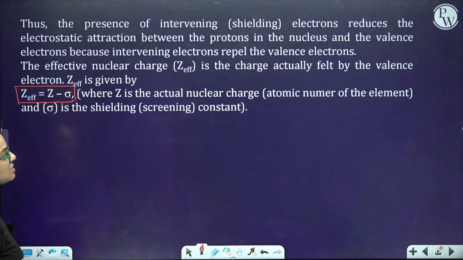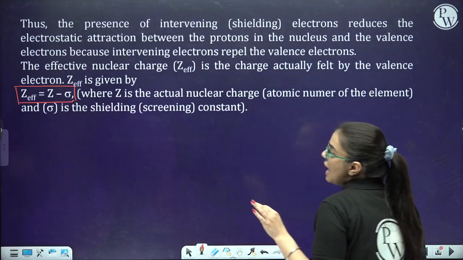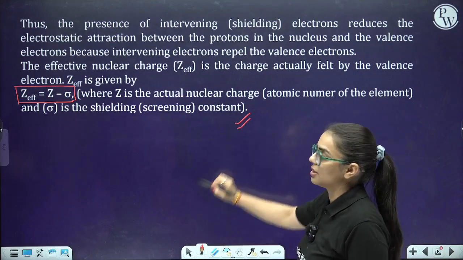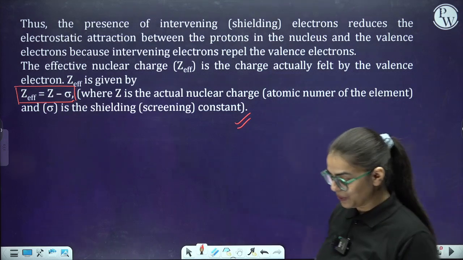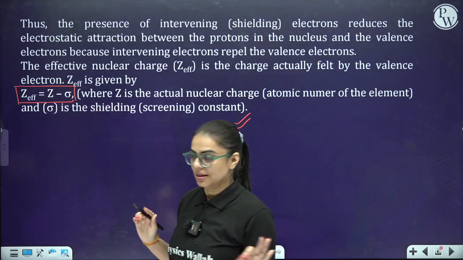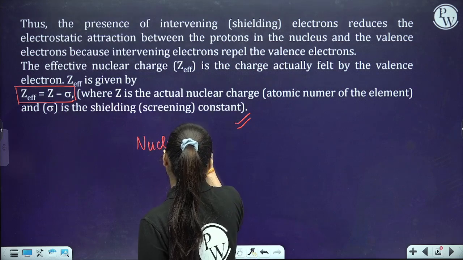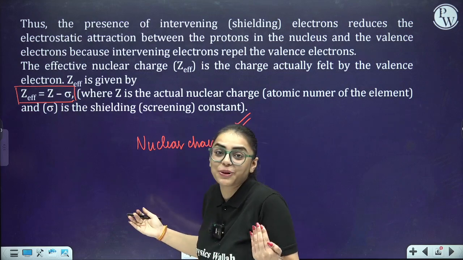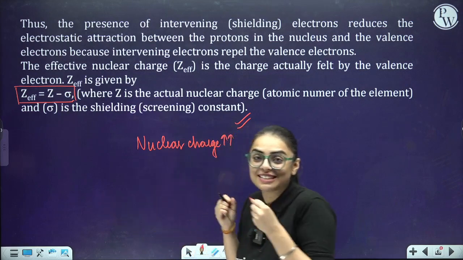Z effective is Z minus sigma, where Z is the actual nuclear charge or the atomic number, and sigma is basically the shielding power or the screening constant. Clear, everyone? Okay. So, let us consider that nuclear charge is increasing, or that Z effective is increasing. What will happen? The electron will come inside now. The charge from the nucleus on the outermost electron is increasing, so it will come inside.